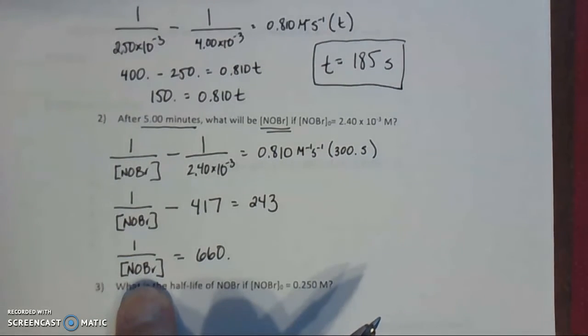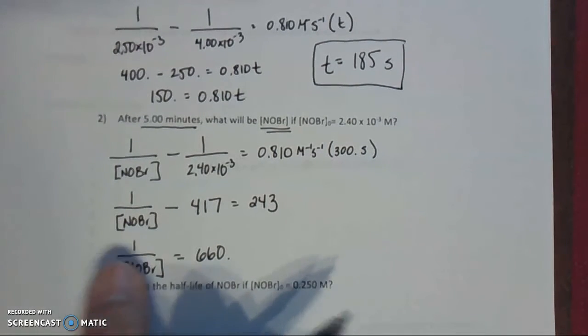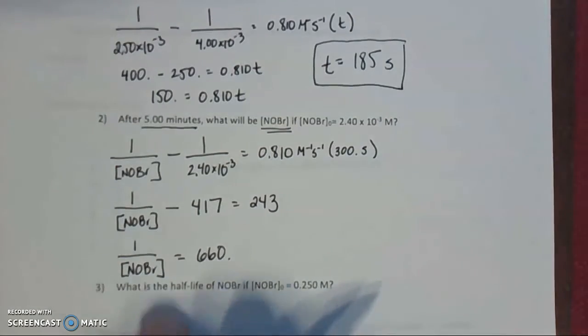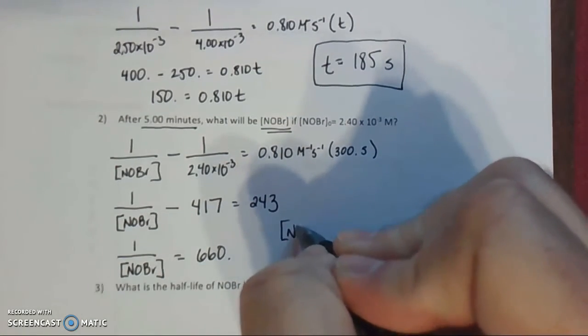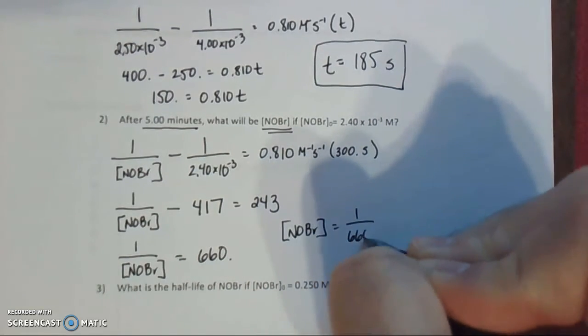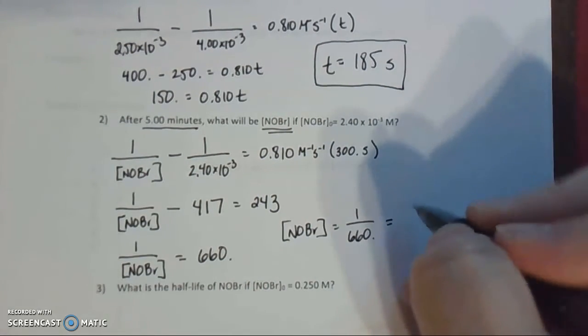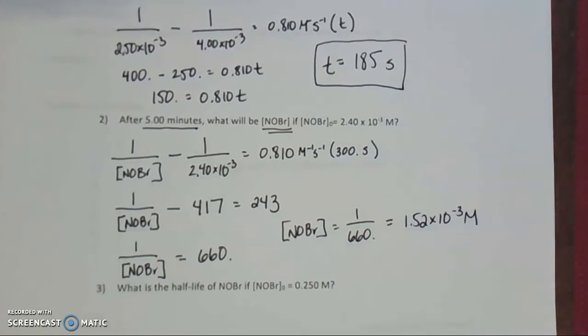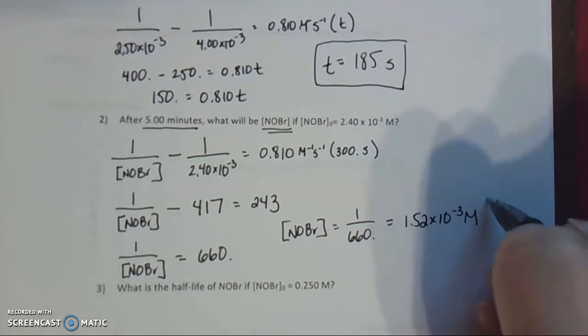And then we have to solve this for NOBr. So multiply both sides by NOBr and then divide by 660. So we end up with NOBr is equal to 1 over 660, which equals 1.52 times 10 to the minus third molar, or 0.00152.